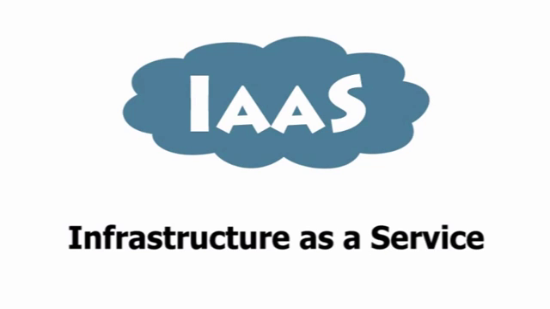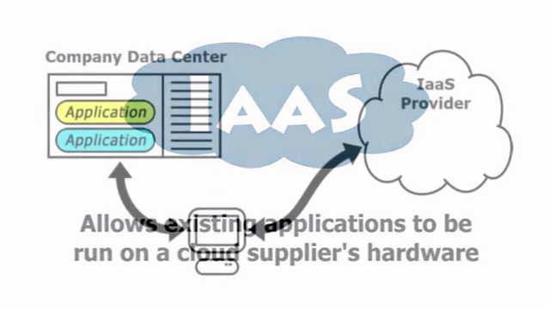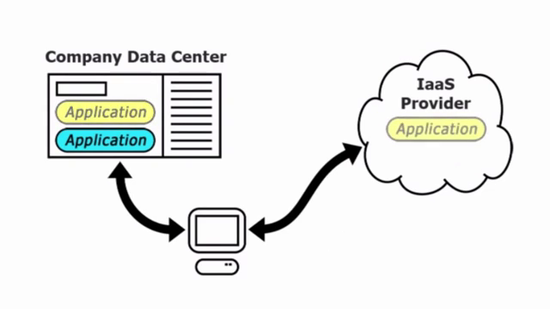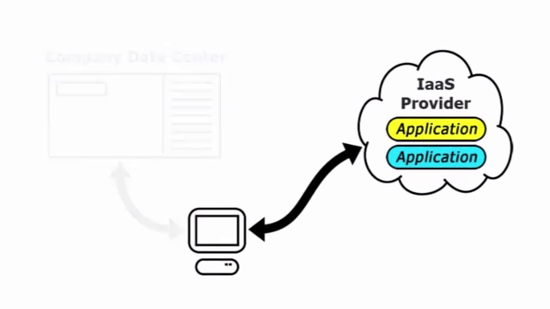Infrastructure as a Service or IaaS allows a business to run whatever applications it requires on a supplier's cloud hardware. This means that existing applications can be migrated from a company data center in order to reduce IT costs.